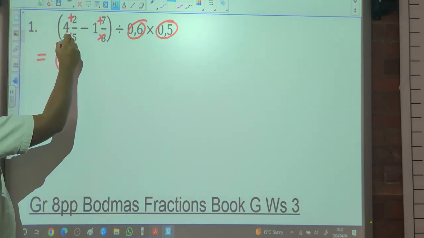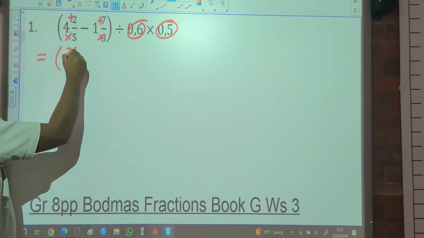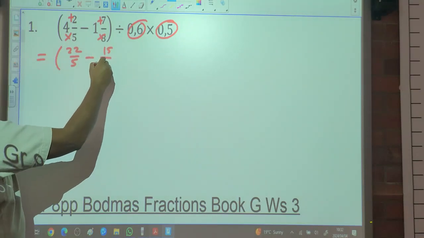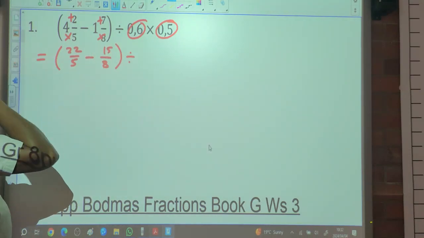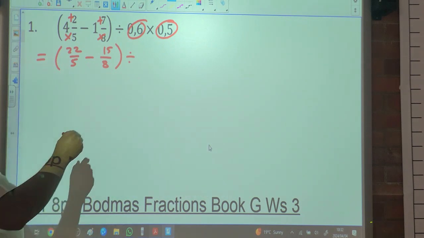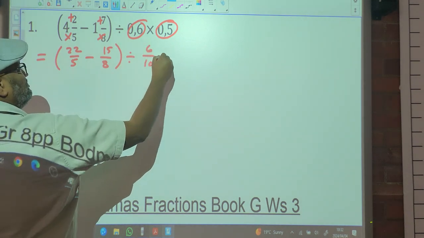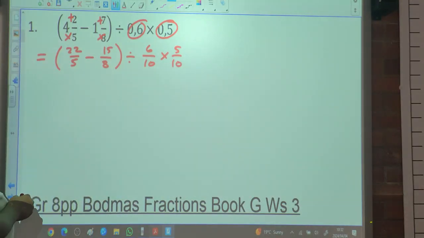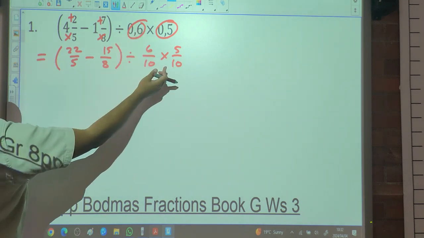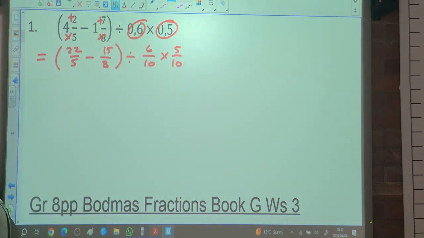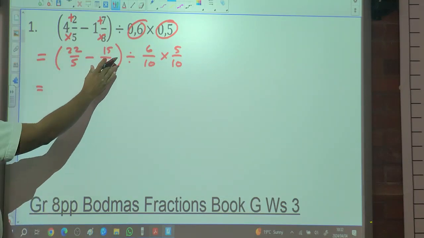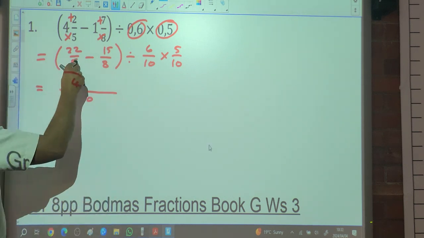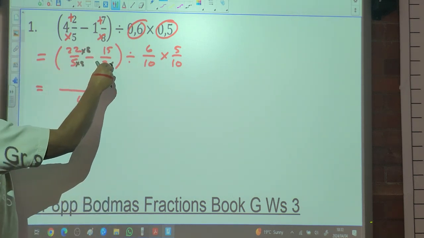So 4 multiplied by 5 is 20 plus 2 is 22/5. Minus 8 times 1 is 8 plus 7 is 15/8. This must be divided by 0.6, which can be written as 6/10, multiplied by 5/10. So what do I do now? This could have also been written as 3/5 and 1/2. No? What's the LCM inside the bracket? 14. So this here must multiply by 8. This one multiplied by 5.